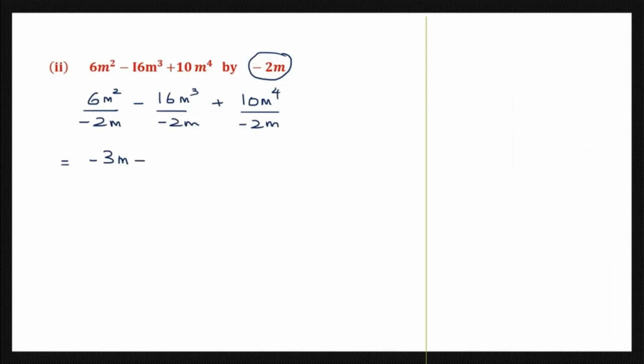That is minus 16m to the power of 3 by minus 2m. So that becomes minus 16 into m to the power of 3 by minus 2 into m. So first thing we do is minus into minus becomes plus. Then we cancel 2 and 16. 2 ones are 2, 2 eights are 16.